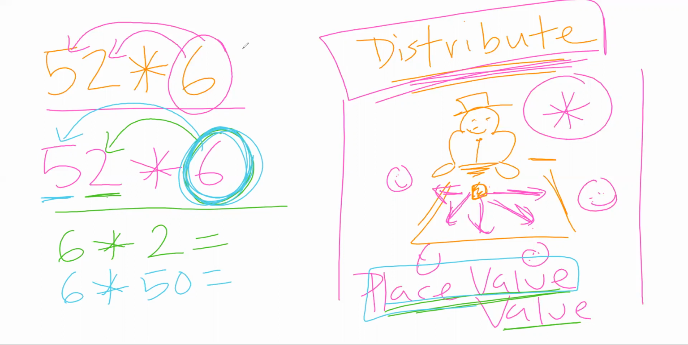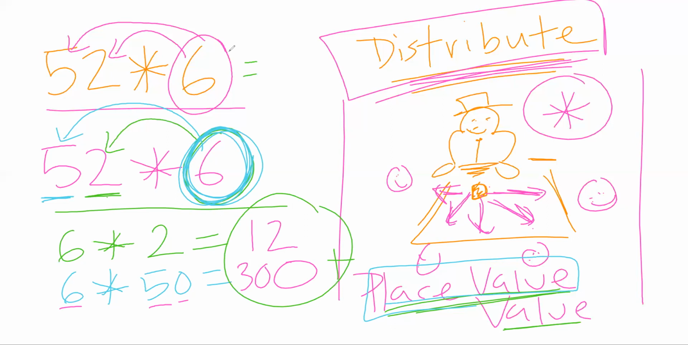This goes back to the multiplication techniques we know. To solve this, I can just solve these two problems. 6 times 2 is 12. And 6 times 5 is 30, and then one more 0, so that's 300. Then I just take my values and add them together. So 52 times 6 equals 312. This is the distributive property. This is how we distribute.